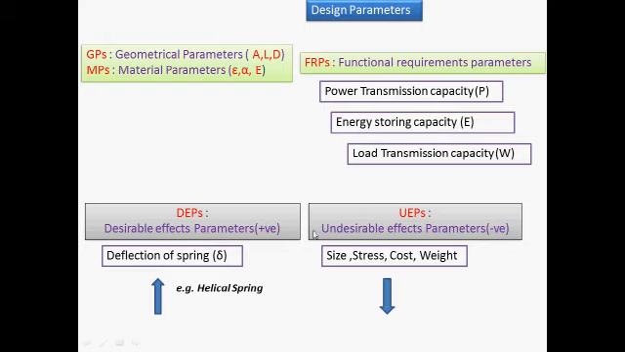And undesirable effect parameters are those which you want to reduce. Suppose, let us say, stress induced, we should reduce it. Cost of the part, we should reduce it. Weight, we should reduce it. So these are the undesirable effect parameters. So we are going to classify functional requirement parameters into desirable effect parameters and undesirable effect parameters.